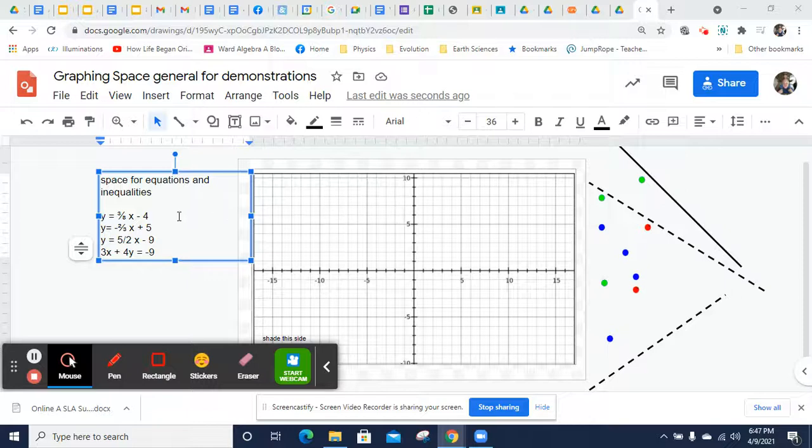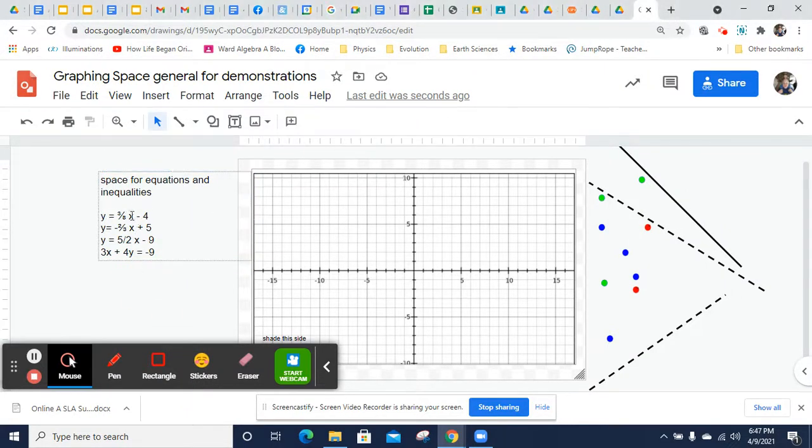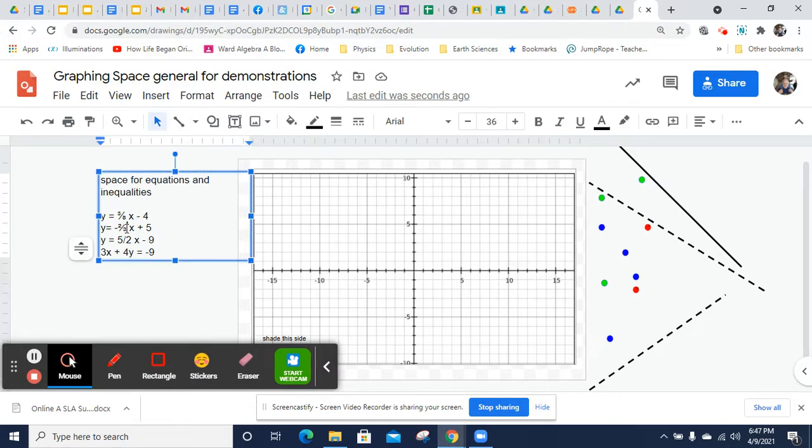So you may be wondering, how do I graph something? Particularly, how do I graph something that has a slope of 3/8? It's a fraction. How would I graph something with a negative slope of -2/3? Or maybe a slope of 5/2? So the first three of these are all, of course, slope-intercept form equations.